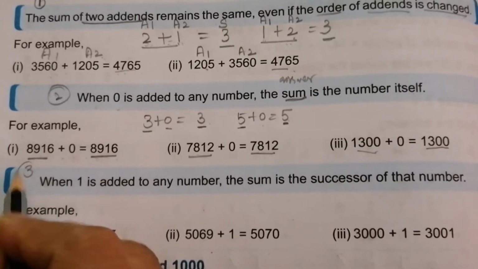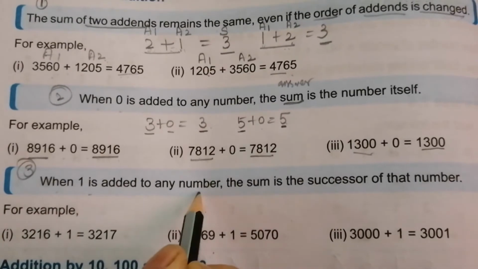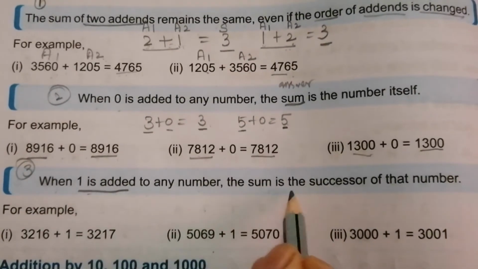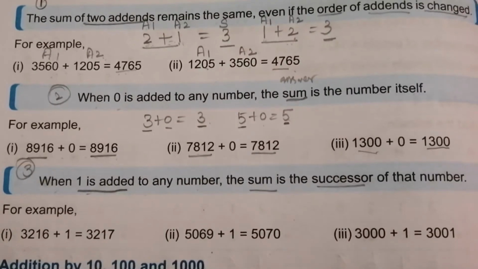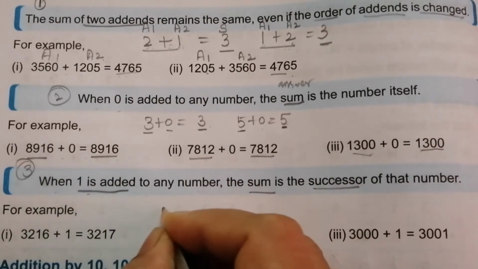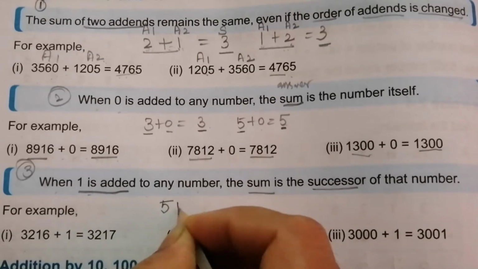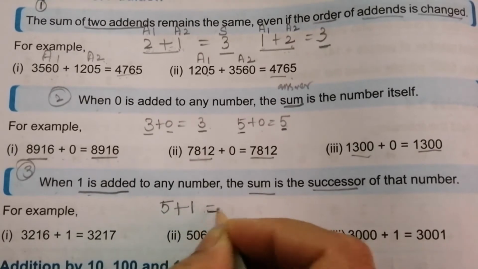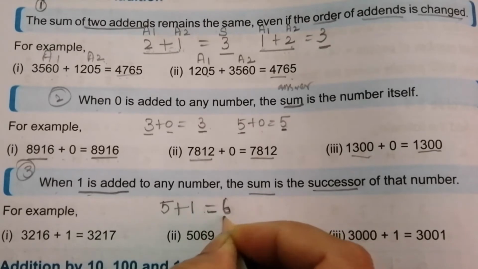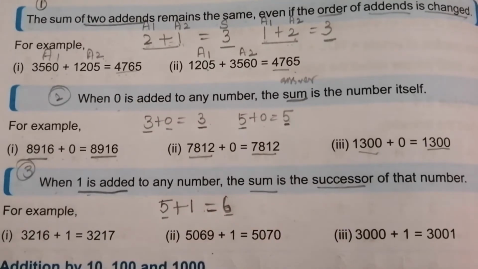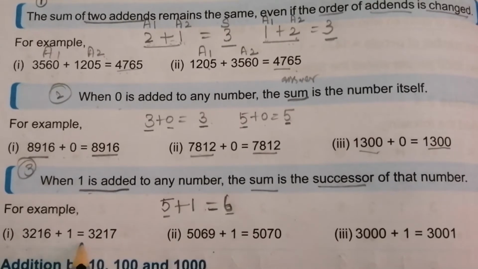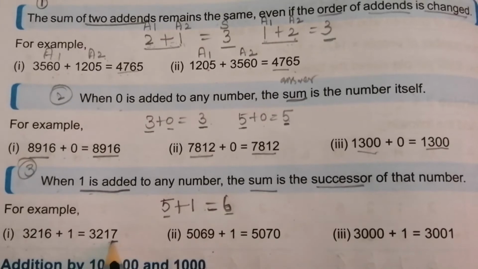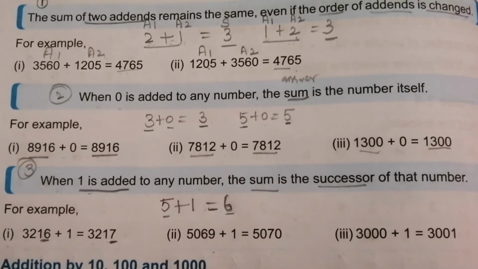And the third property: when 1 is added to any number, the sum is the successor of that number. We already know this concept. Here I am taking a simple example, 5. If we add 1 to this number, we get 6. This is the successor of 5. For example 1, 3216 plus 1 equals 3217. So this is the successor.